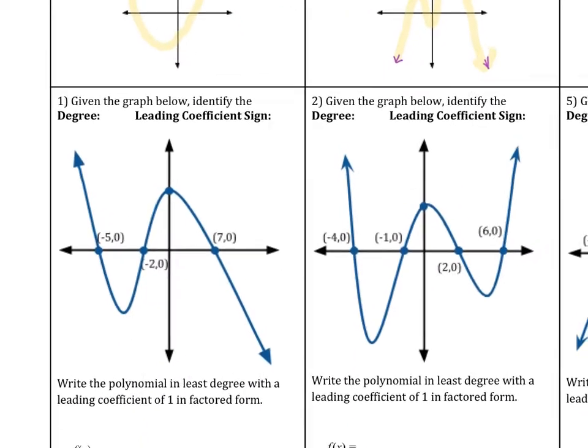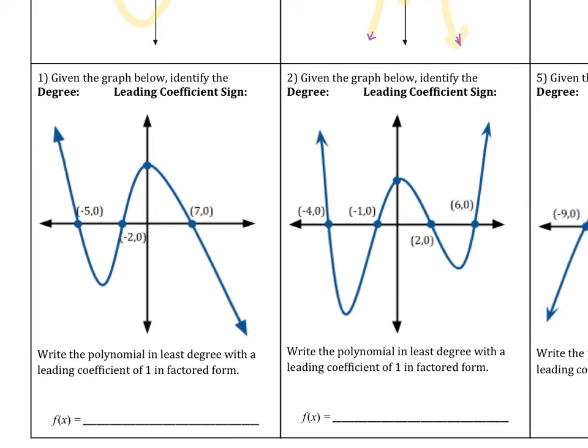So let's try this example here. Given the graph below, we want to identify the degree and the leading coefficient sign, because that's going to help us overall with our function. And then we want to write the polynomial in least degree with the leading coefficient of 1 in factored form. So we're not going to focus on finding the leading coefficient number. We're just focusing on our x-intercepts and our end behavior.